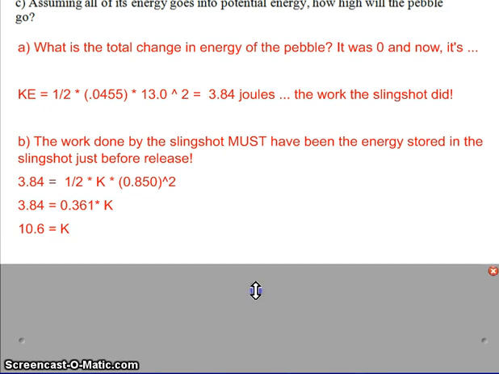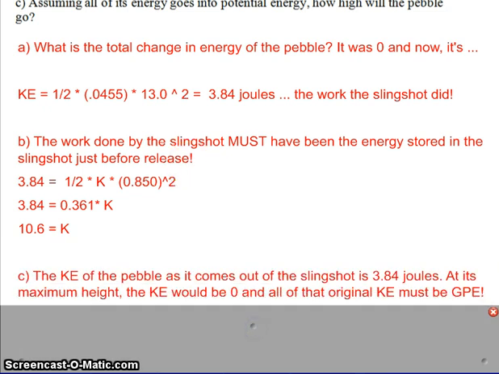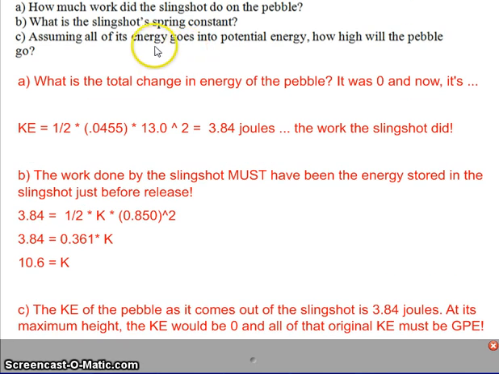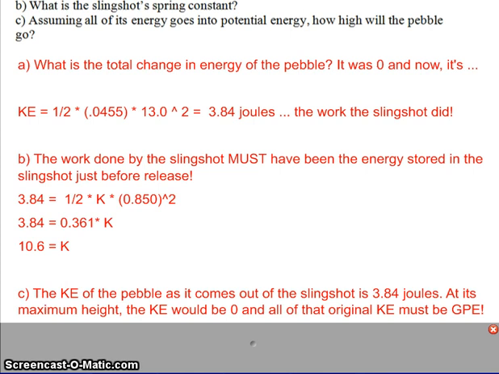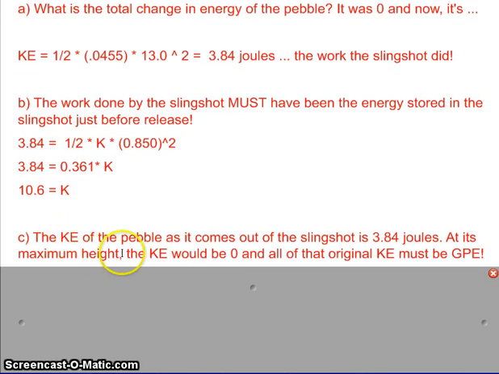Last question: assuming that all of the energy that the pebble has as it leaves the slingshot goes into potential energy, how high will the pebble go? This is not an unreasonable expectation. The kinetic energy has its maximum value as the pebble comes out of the slingshot, and as the pebble rises, it's gaining potential energy and losing kinetic energy. At its max height, the kinetic energy would be 0, and all of the original kinetic energy must at that moment be gravitational potential energy.